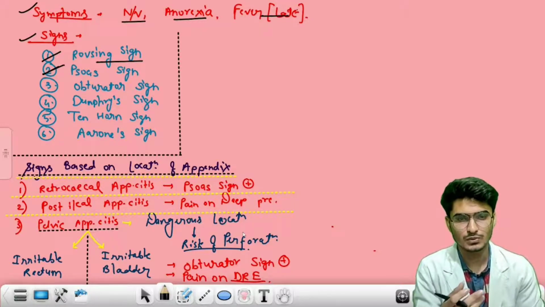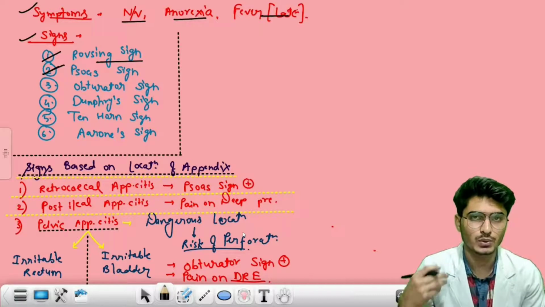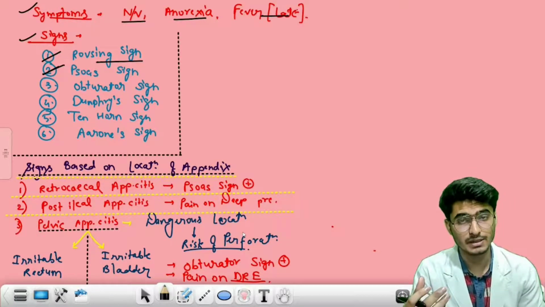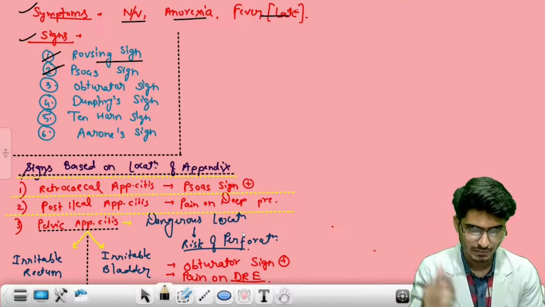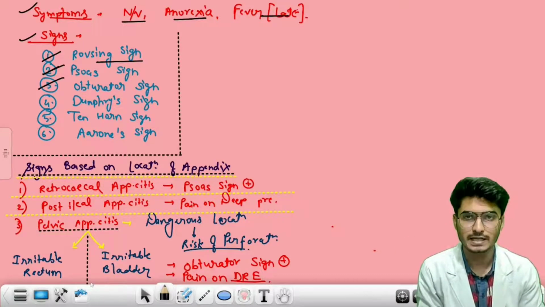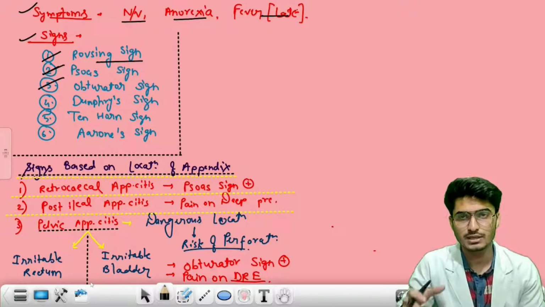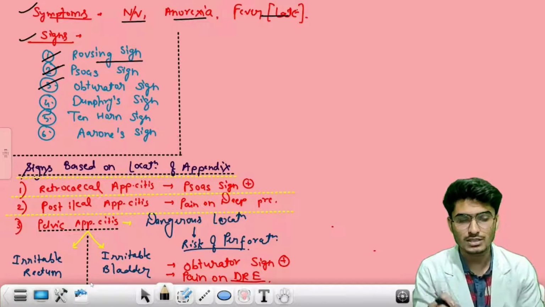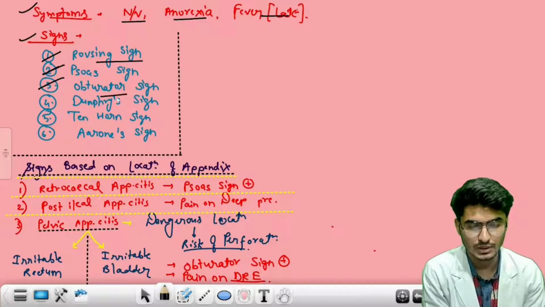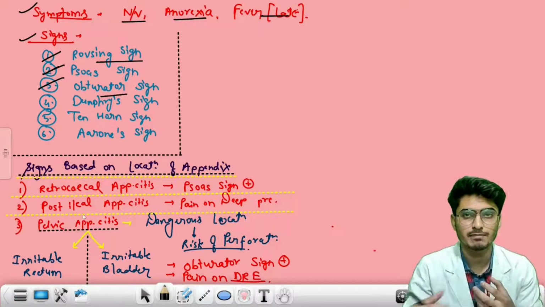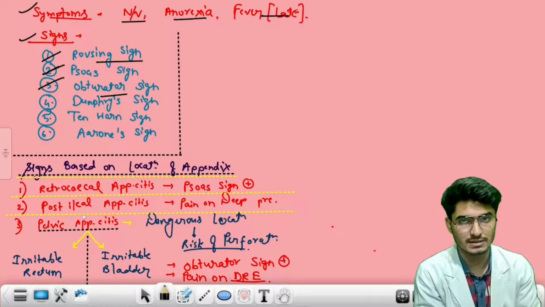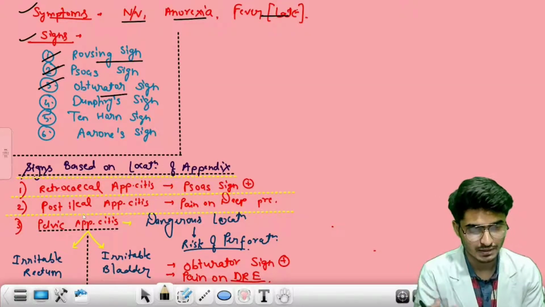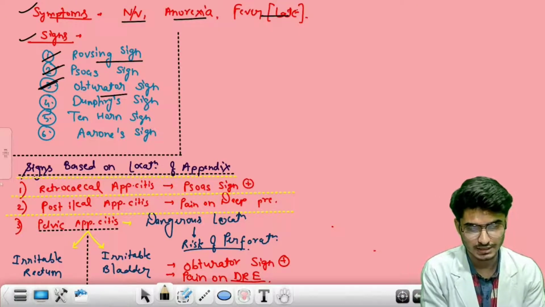Since the hyperextension with respect to the hip joint causes compression of the retrocecal appendix with the psoas muscle, it causes the pain. Obturator sign: internal rotation of the right thigh with respect to the hip joint causes pain, because the obturator muscle compresses the pelvic position of the appendix, which is inflamed here. That's why that is causing the pain here. Okay, so that is the obturator sign.